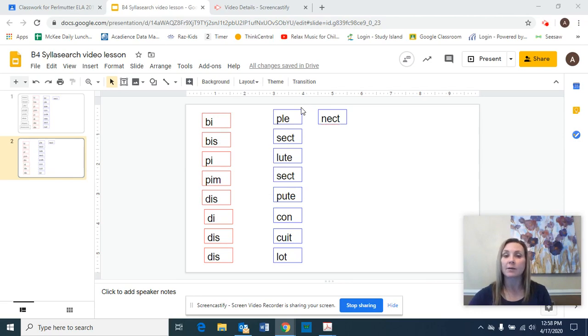Your second column should be your second syllables, and your third column should be your third syllables. If yours does not look like mine, please pause the video and take a moment and do that. All right, do yours look like mine now? All right, let's begin. We're going to rebuild each of the words that we looked at in the last slide.